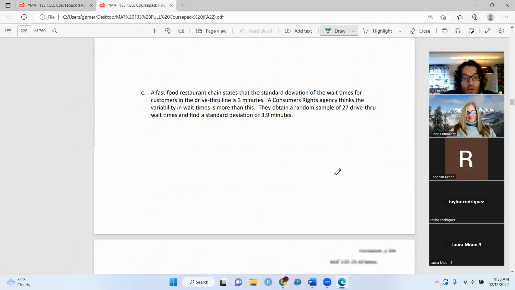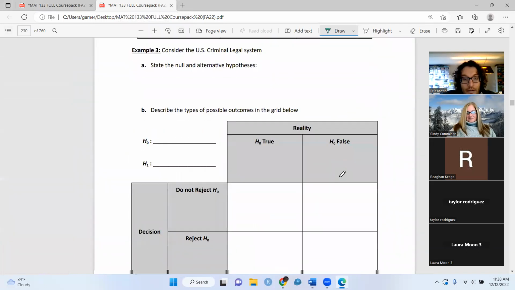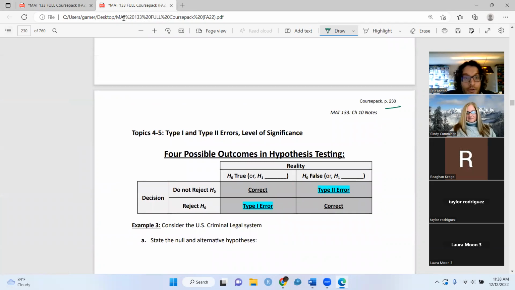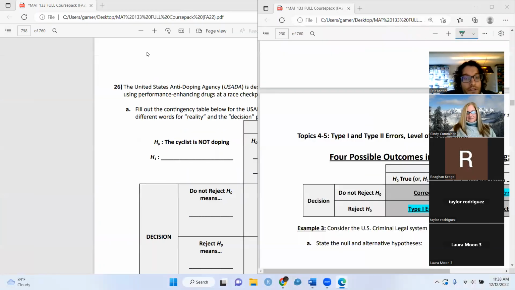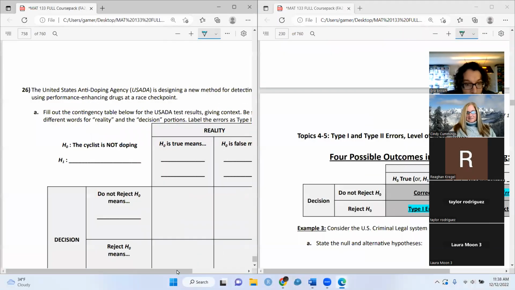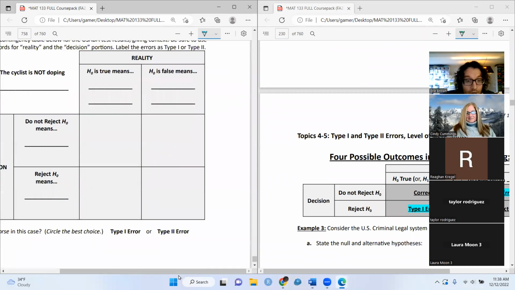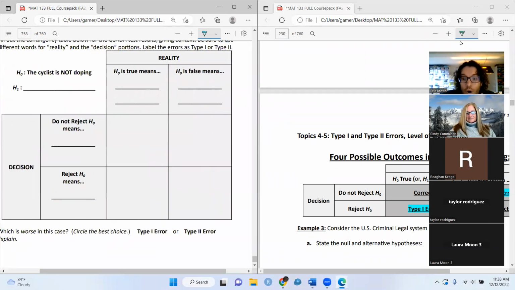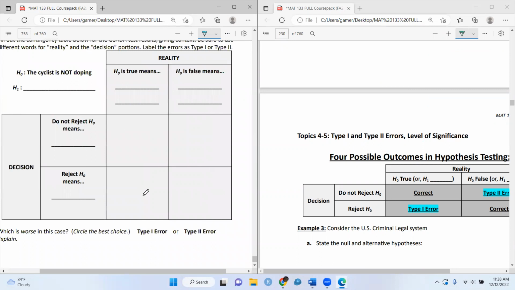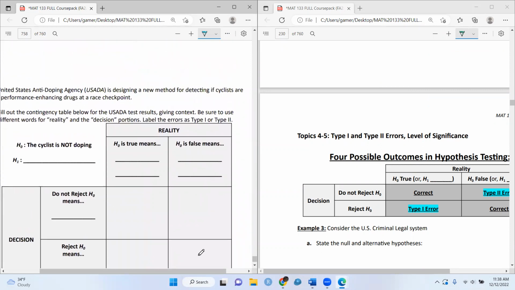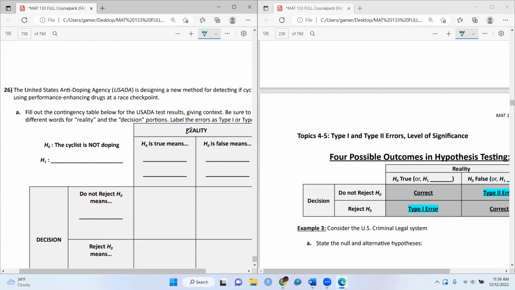It's tricky, right? So what I would say, I would go to page 230. And the first thing you could do is just fill in what happens here, right? Like this is always true. This area is always correct. This is always type 1. This is always type 2. This is always correct.